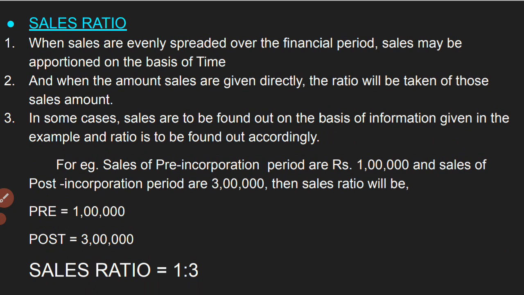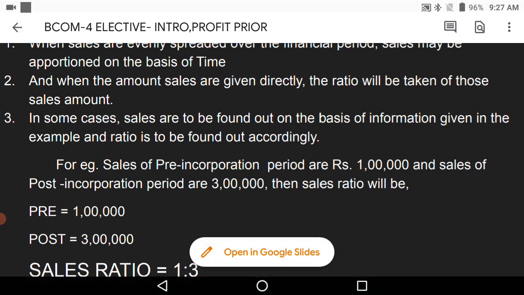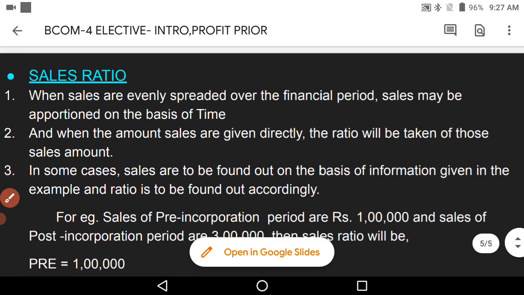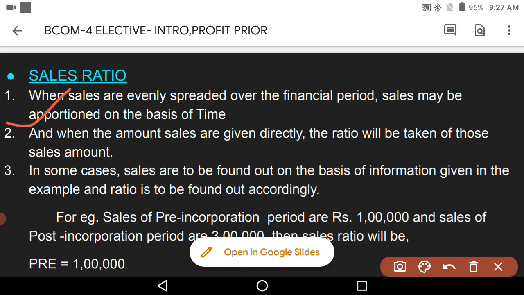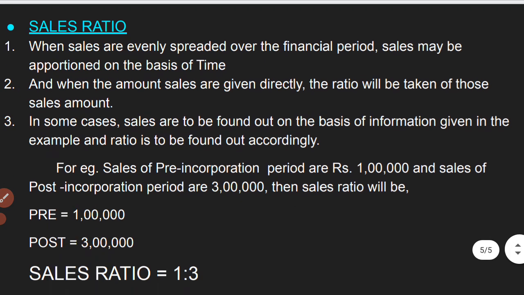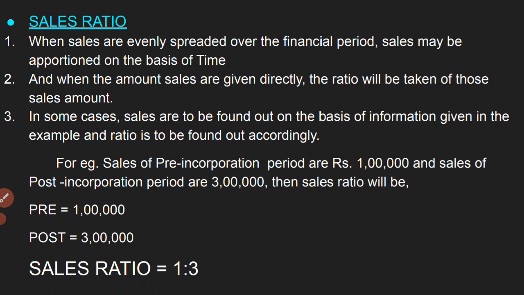So there may be 3 cases. The first case that you can see on screen, which is this: when the sales are evenly spreaded over the financial period, sales may be apportioned on the basis of time. તો જ્યારે તમને સેલ્સ બધા મહિનાનું ઇક્વલ છે ઓર મંથલી સેલ્સ છે એવું કહે છે, સો એટ દેટ પોઈન્ટ ઓફ ટાઈમ જે તમારો ટાઈમિંગ રેશિયો થશે, જે તે પીરિયડ તમારા પ્રી અને પોસ્ટ ટાઈમ રેશિયોમાં હશે, એ જ પીરિયડ તમારો પ્રી અને પોસ્ટનો સેલ્સ રેશિયોમાં હશે.